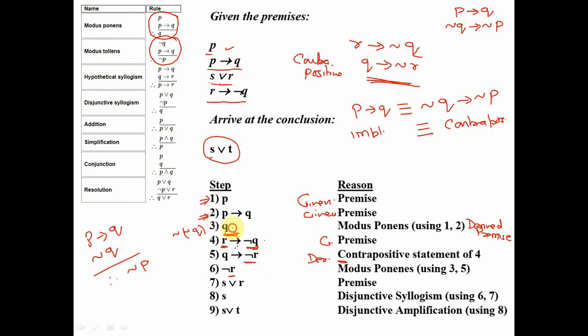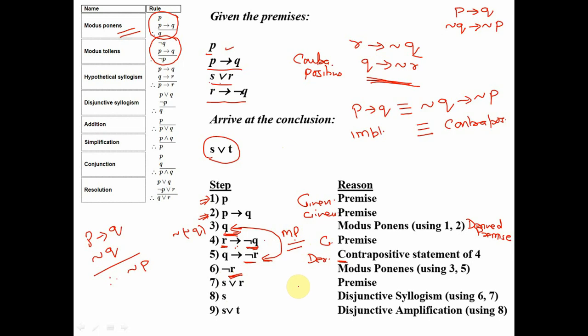Now I can use this and this. Now I can apply modus ponens on these two, right? This specific example I have taken just to show you that you can arrive at the same conclusion, or the same derived premise, in multiple ways. So now I can apply modus ponens on these two to arrive at negation of R.